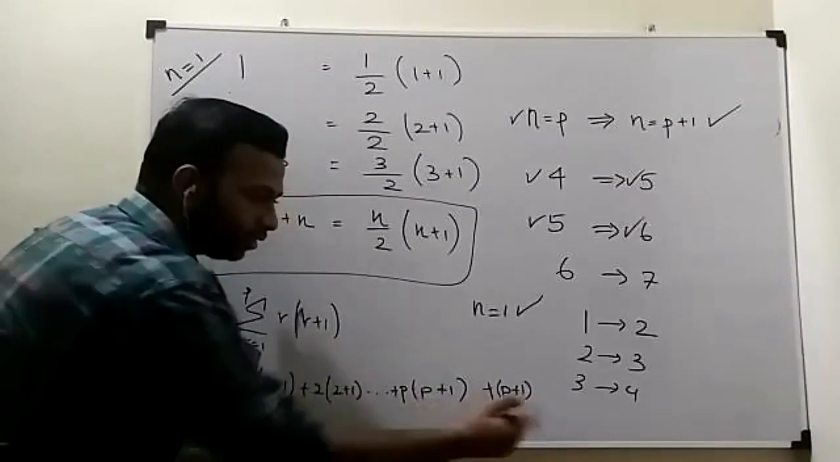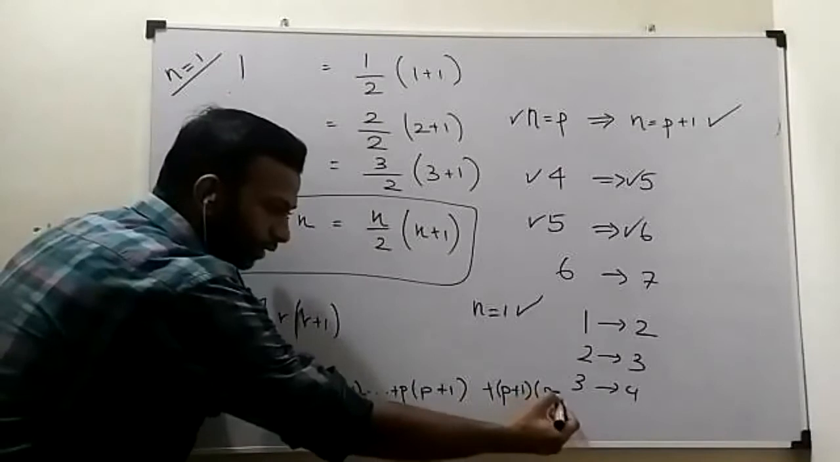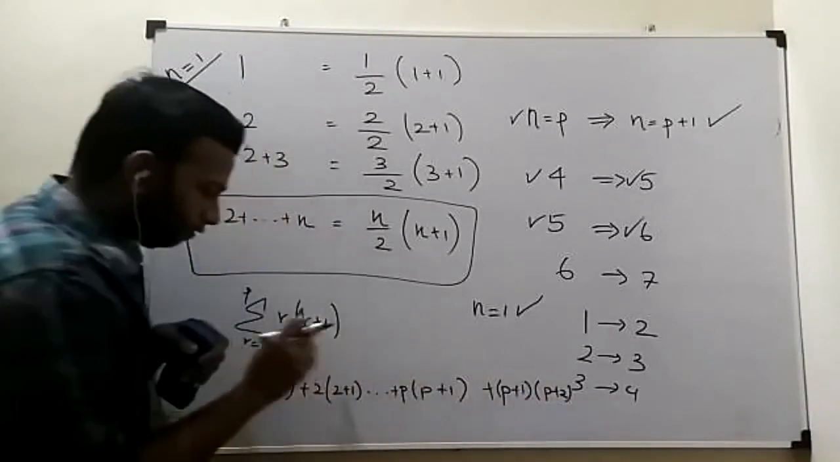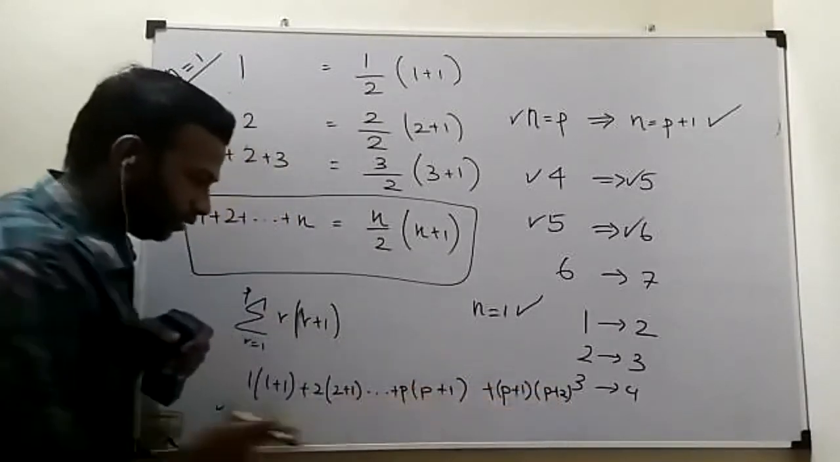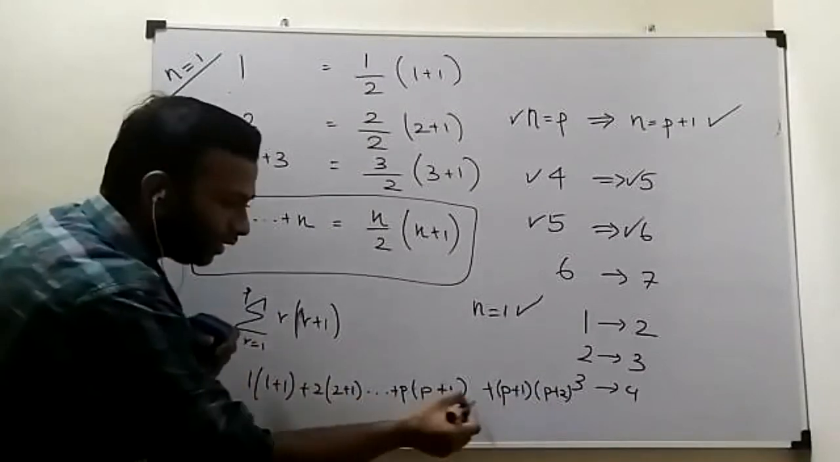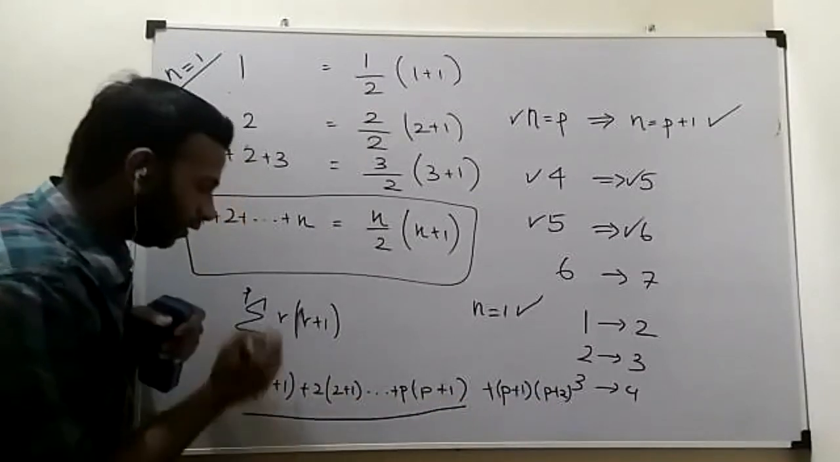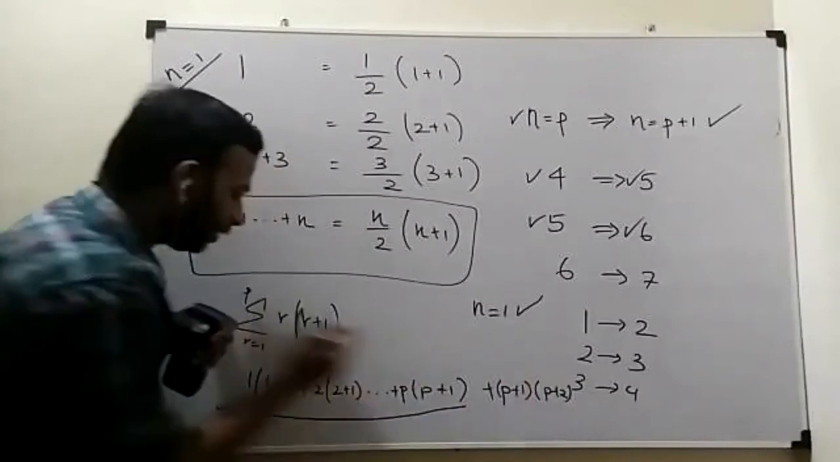This becomes p plus 2, right? Now, what is this? This is not just up, this is up to p. If we add this term, it will become up to p plus 1.